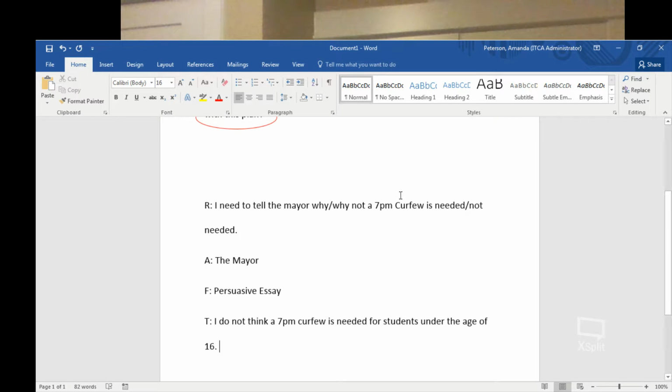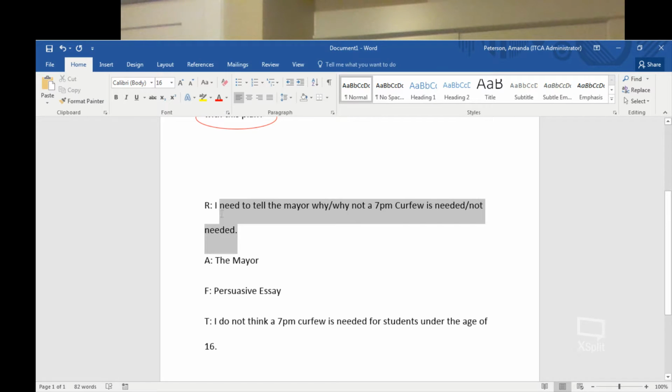Now, this isn't necessarily my opinion. I'm just throwing out something, since this is exactly what my topic is about. Okay? This is short and sweet, simple, but this is my topic, and this is exactly what I'm going to write about. I do not think a 7 p.m. curfew is needed for students under the 18.